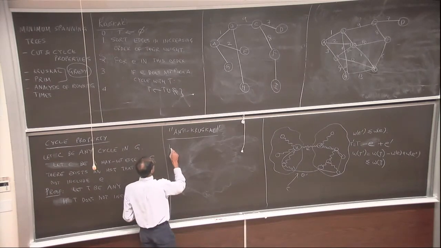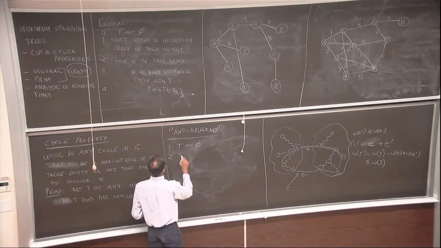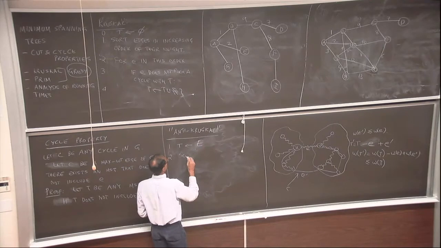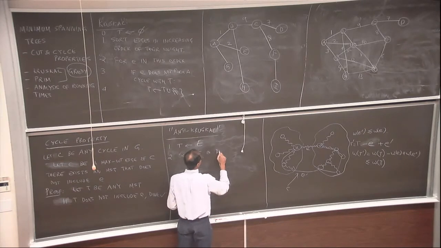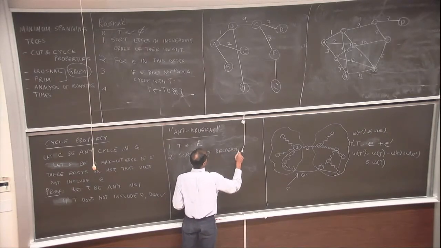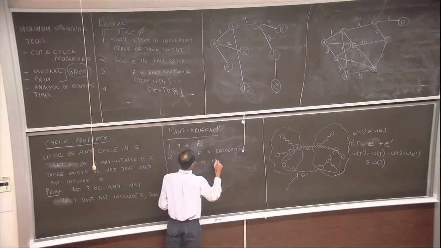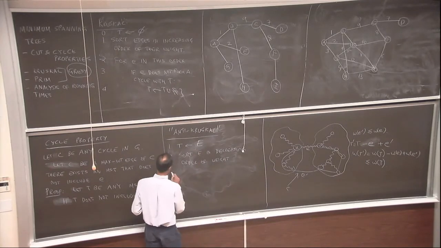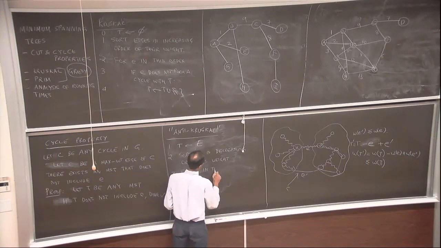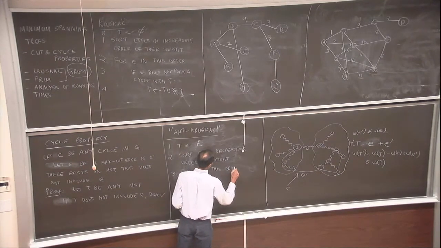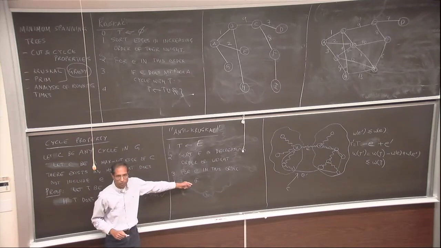So T equals empty. Second is, sorry, T is all the edges. Sort E in decreasing order of weight. For E in this order, if, what was the condition? That if E forms a cycle.